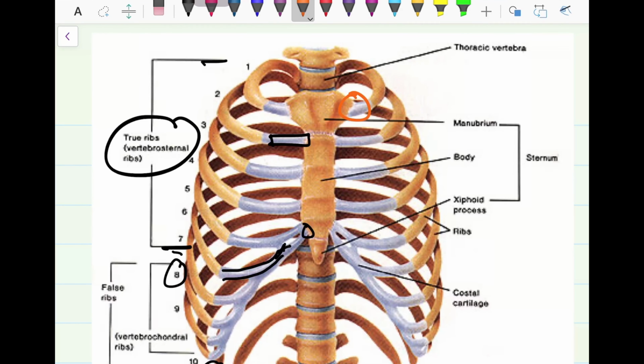Then interchondral joints. Interchondral joints are also plain synovial joints except the joint between 9th rib and 10th rib. Okay, so it is between 9th and 10th. Then manubriosternal and xiphisternal joints, these are secondary cartilaginous joints. Then the costochondral joints, these are primary cartilaginous joints. Okay.